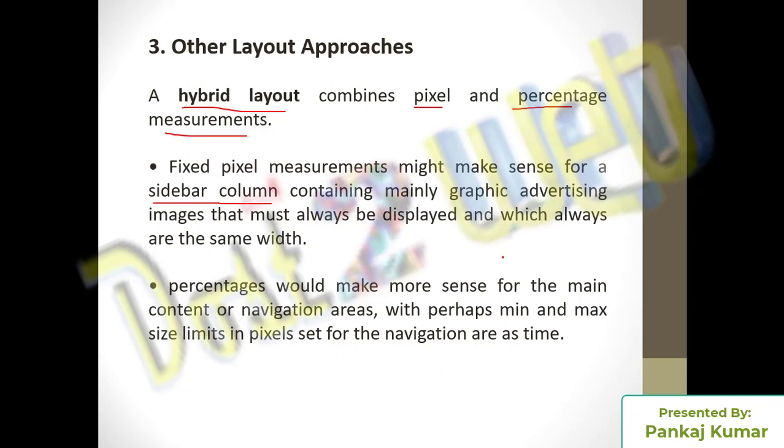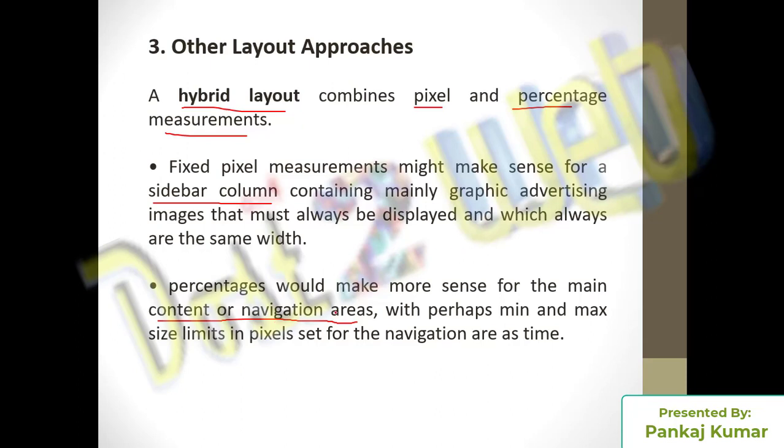Scrolling the news. So that is actually when you define the pixel. That is the sidebar column, which will take the graphical animation. When you use percentage, percentage makes more sense for the main content or navigation area. Why do we do this? Because your content will spread with the width, or it will reduce when the browser size gets reduced.